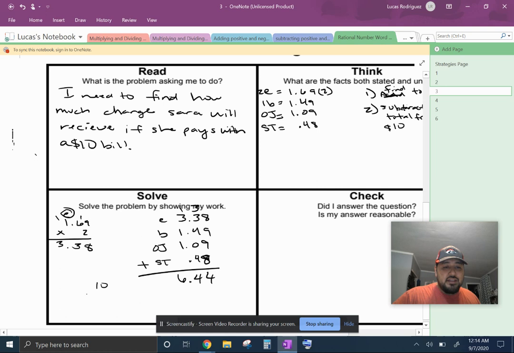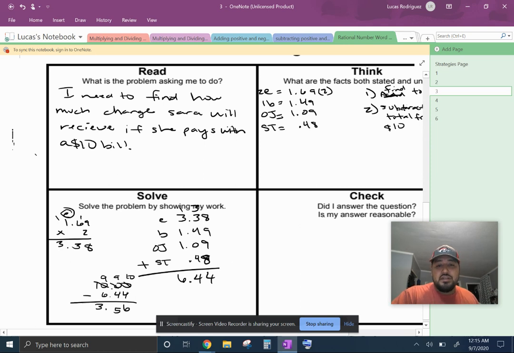So I have 10, and I need to line this up. And I'm going to subtract that from 10. And so this is going to be 9, 9, 10. So I have 6, 9, 8, 7, 6, 5. And 356 should be my change.